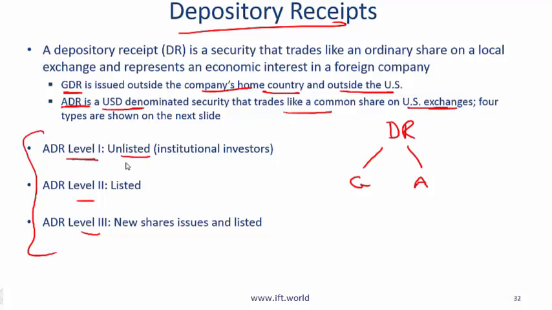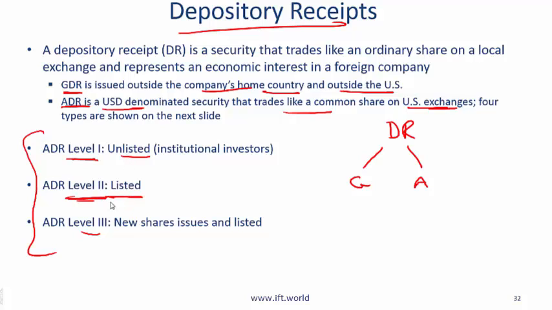Level 1 means unlisted. So you might have a company that has shares in America that are being bought and sold, but they are not listed on the exchange. So the listing requirements are minimal. The advantage of this is that you now have a given company in Europe or some other country where their shares are also being purchased by institutional investors in the United States. So your investor base is being broadened.